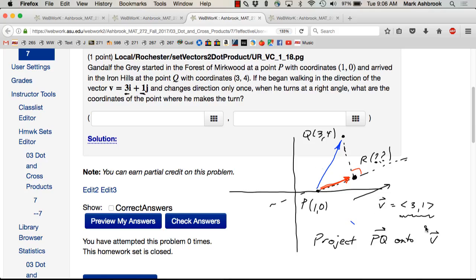Questions on Gandalf the Grey? Does it make sense? Okay, the next one.